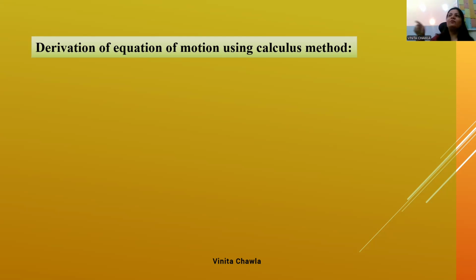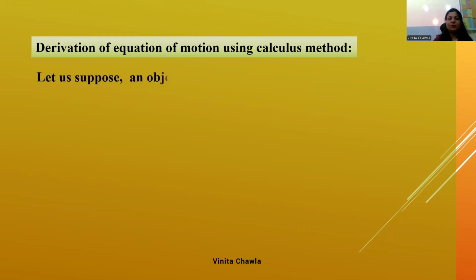We had used the v-t graph, and using the v-t graph we found the acceleration, and then from acceleration we got the first equation of motion. By taking the area under the curve, we get the displacement, and we derived the second and third equations of motion. So in this section, we will use the calculus method. We'll use differentiation and integration tools and derive the equations of motion.